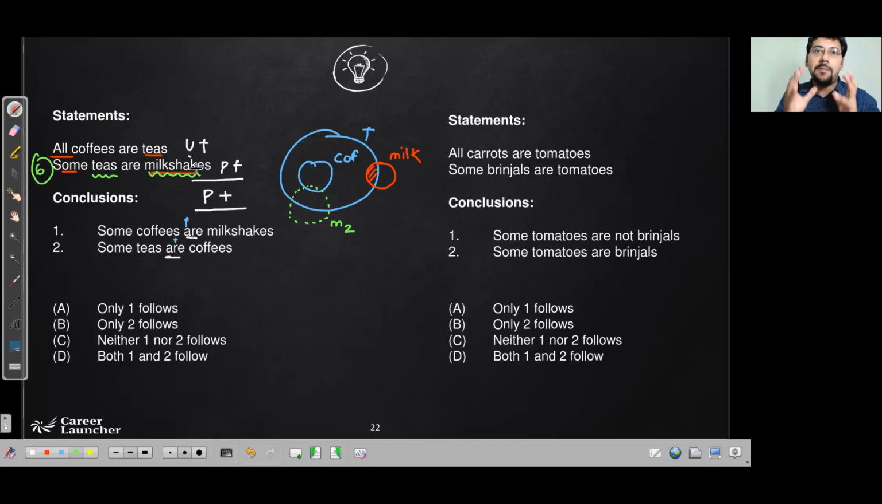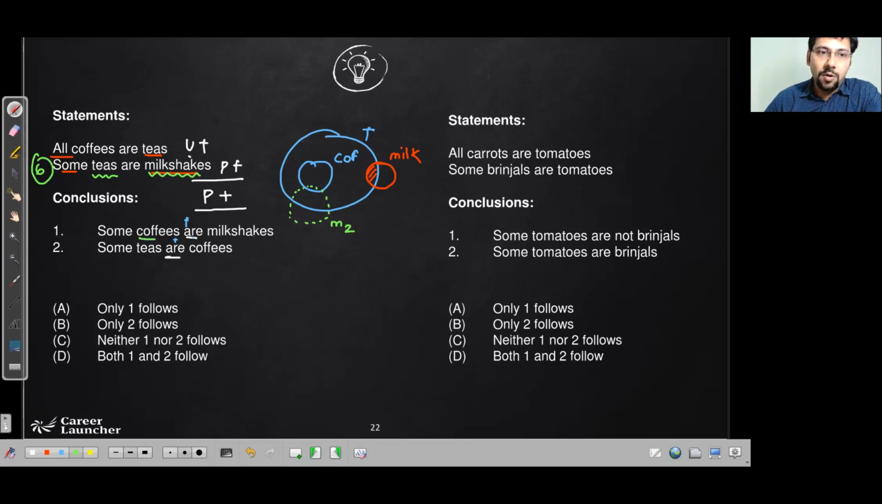He's just saying some part of tea is milkshake. I do not have any idea what part of tea is inside milkshake, what part of milkshake is inside tea, or how big the set of milkshake and the set of tea are. So all these possibilities arise, but I'm not considering them for my application right now. I'm only going to consider the least intersection diagram, which is like this.